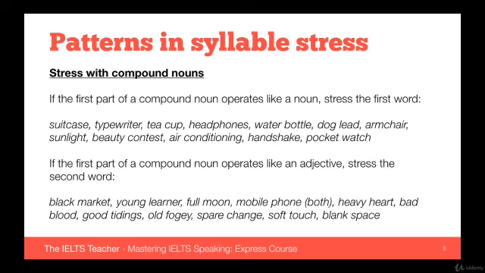Black market. So you see the first word there, black, works like an adjective. So we stress the second word. Black market, young learner, full moon, mobile phone. You can also say mobile phone, but it's a bit more natural to say mobile phone. Heavy heart, bad blood, good tidings, old fogey, spare change, soft touch, blank space, stressing the second syllable in all of these cases. However, there are exceptions.